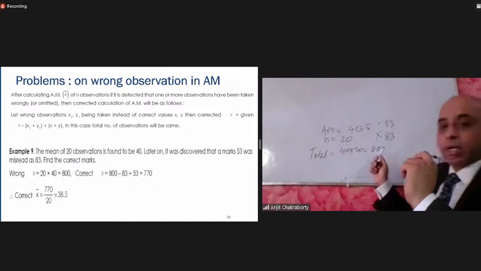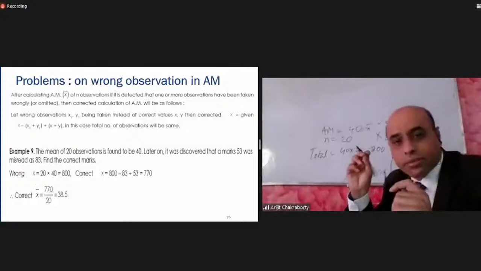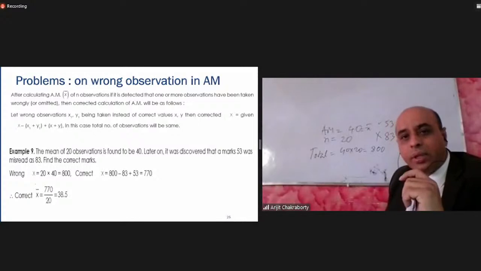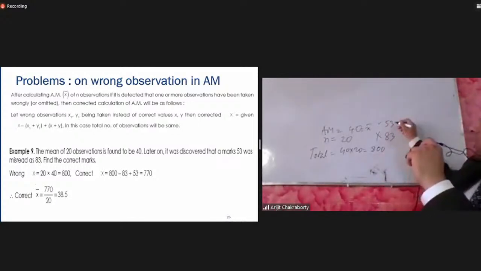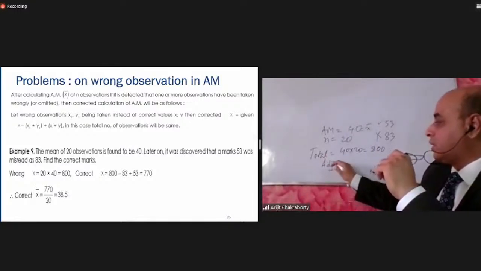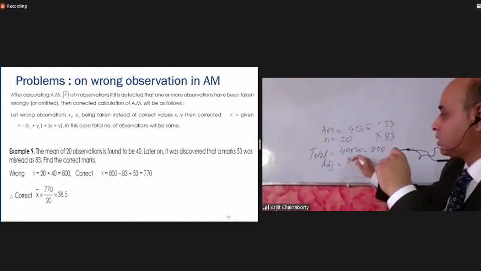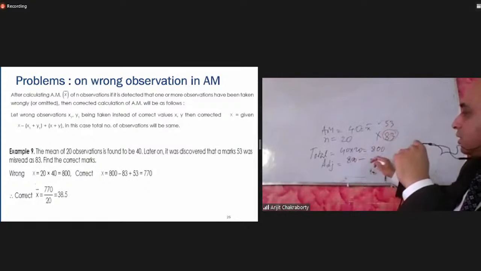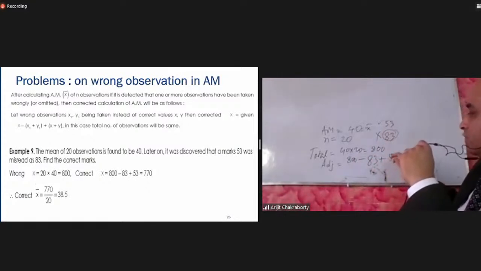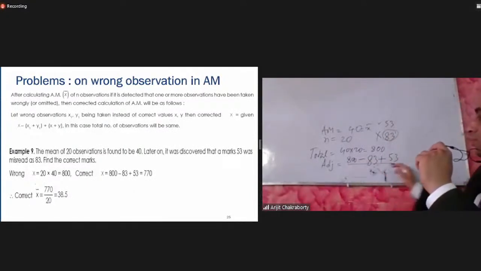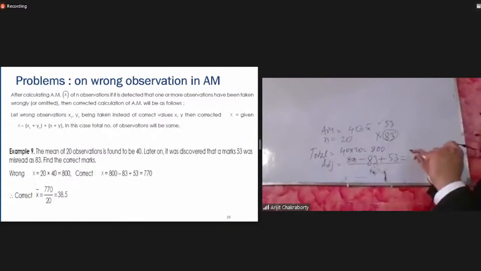So this is 800. But out of this 800, there is an observation which was noted incorrectly. The marks should have been 53, but it was noted as 83. So the adjustment which we need to do, I'm writing ADJ. Adjustment will be how much? From 800, we will deduct 83 because 83 was wrongly entered. And now I will add the correct marks, which is 53. So 800 minus 83 plus 53 gives me 770.